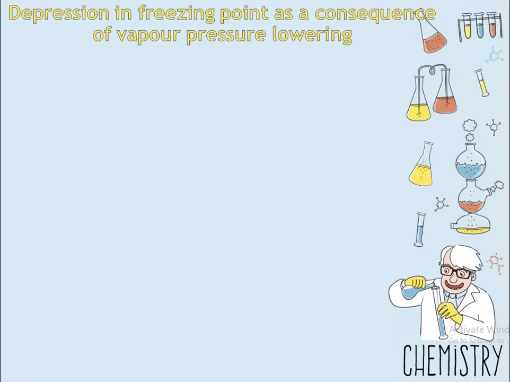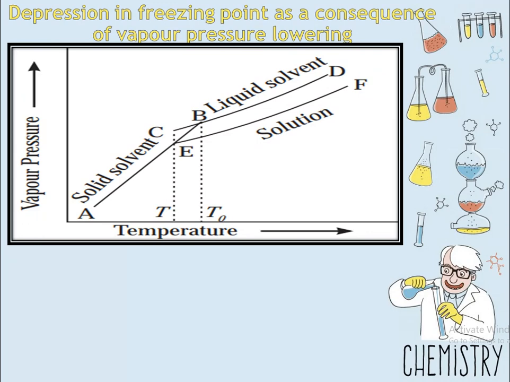The variation of vapor pressure with temperature of pure liquid solvent, pure solid solvent and solution is given in this graph. As we see, on the y axis the vapor pressure is increasing and on the x axis there is temperature. Now, vapor pressure curve AB is for solid solvent, vapor pressure curve CD is for liquid solvent, and vapor pressure curve EF is for solution.